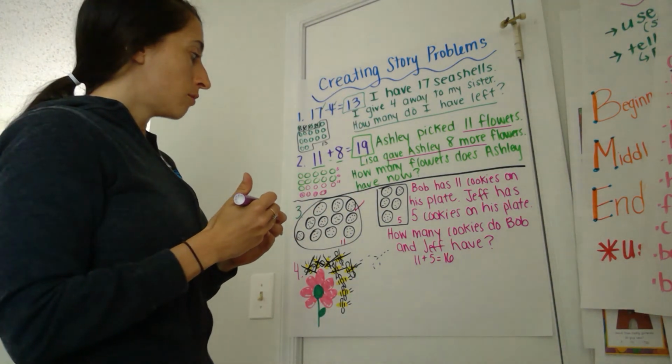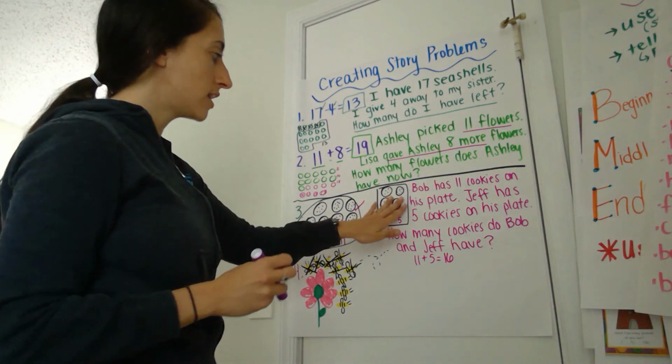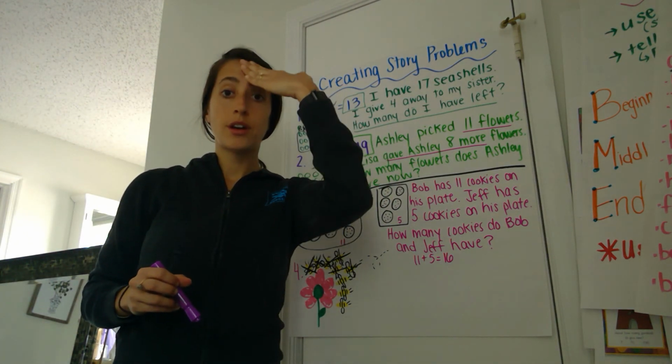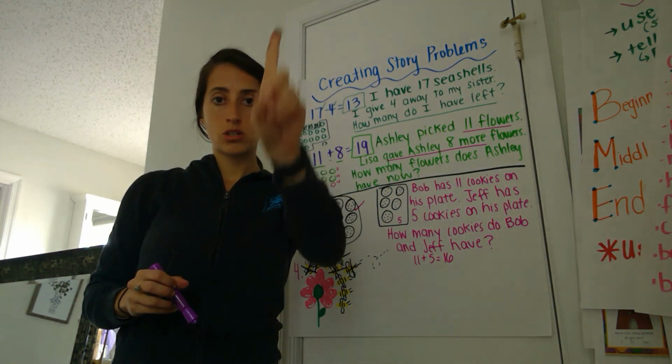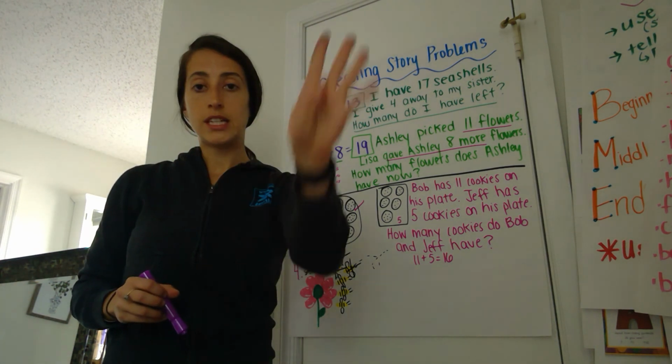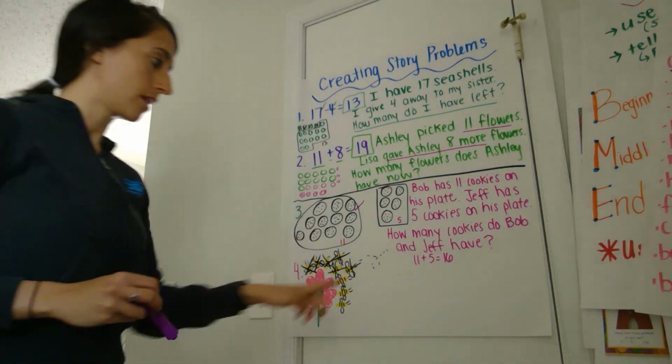Okay, want to make sure it makes sense. I've counted that way. I can count on from 11. I'm going to count on 5, right? 11, 12, 13, 14, 15, 16. So that is the right answer.